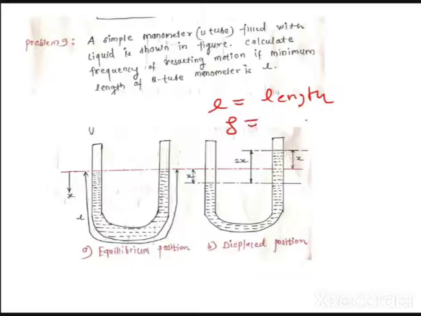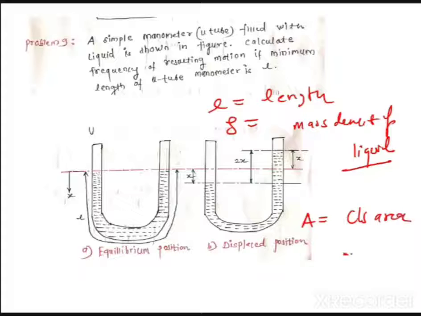Let us assume that rho is the mass density of the liquid, and then we'll assume A as the cross-sectional area of the tube. So guys, these terms have not been given in the problem. You can consider them by your past experience or past knowledge. Otherwise, how will you solve the problem? So L is the minimum length of the U-tube manometer, rho is the mass density of the liquid in kg per meter cube, and A is the cross-sectional area of the tube.